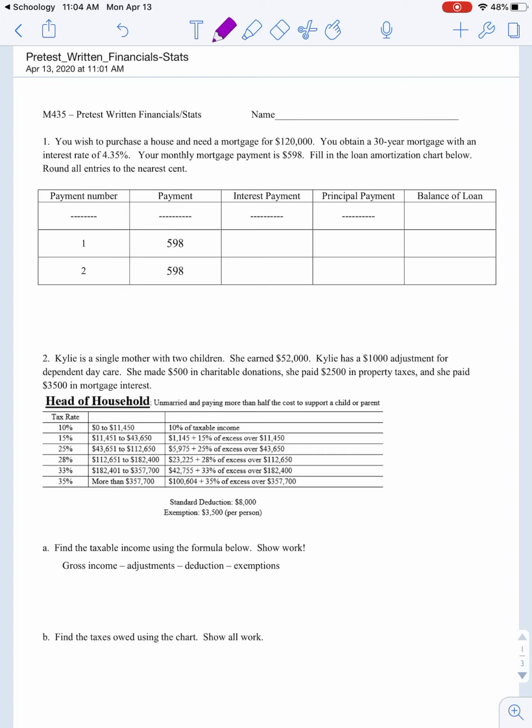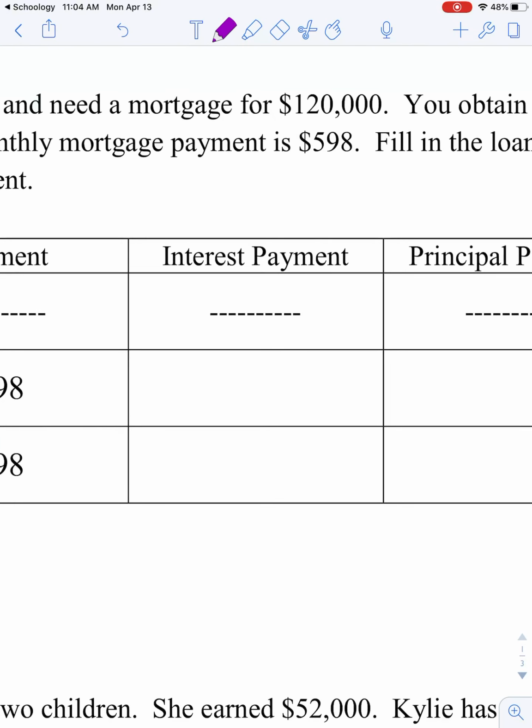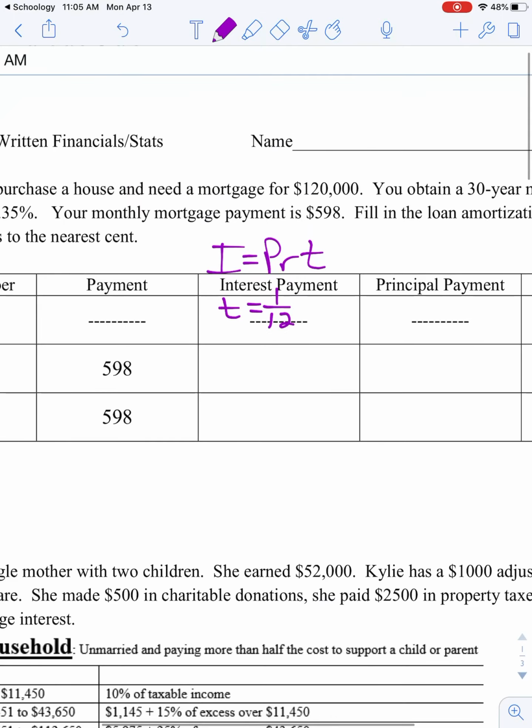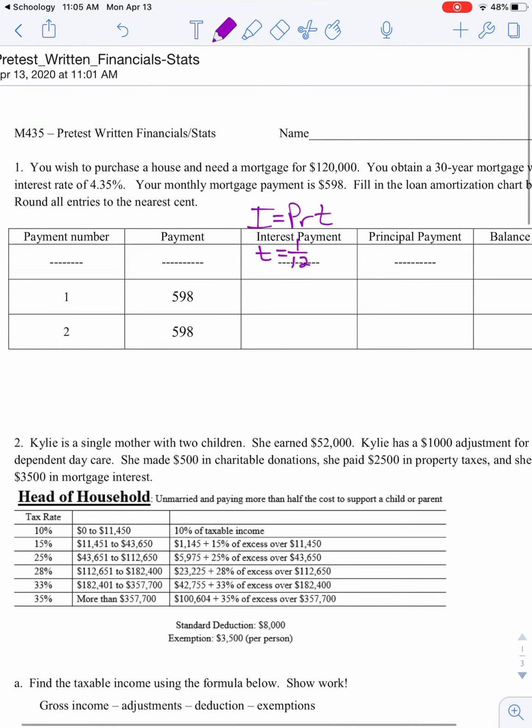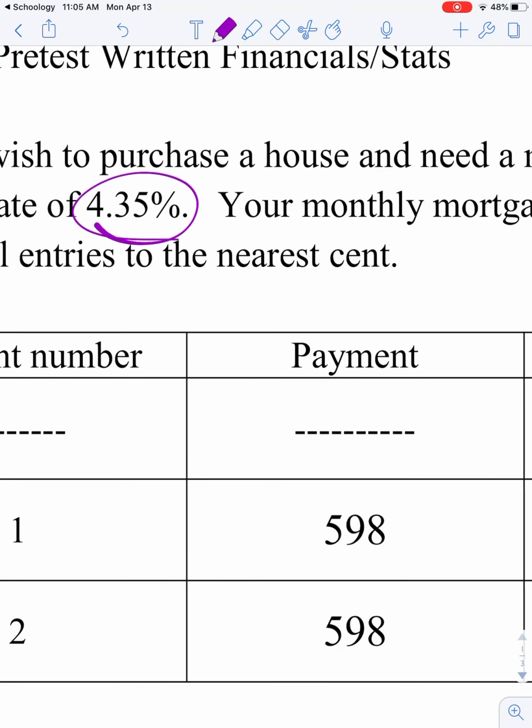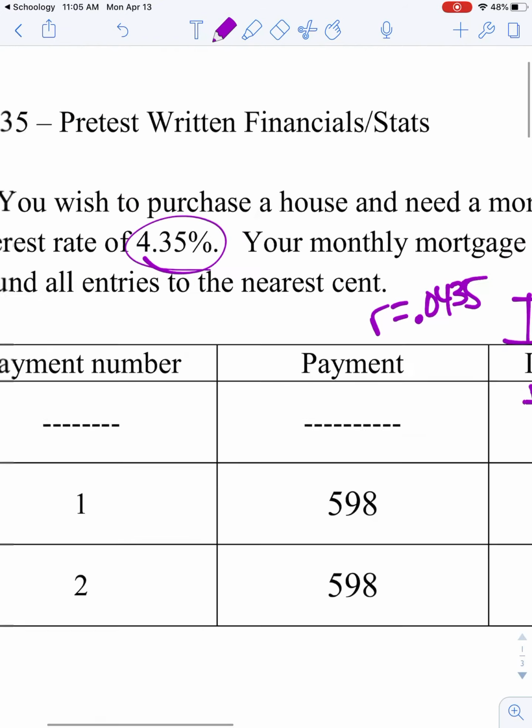Okay, so I'm just going to go through this quickly. If you guys need a refresher on how to do some of the finance and stats stuff here, or tax stuff especially. So for the chart here, remember that for your interest formula, interest equals PRT. And remember that your T is always 1/12 because these payments are made once a month. There's 12 months in a year. Our rate is going to be based off of this. And don't forget to move the decimal place over, so it's 0.0435.